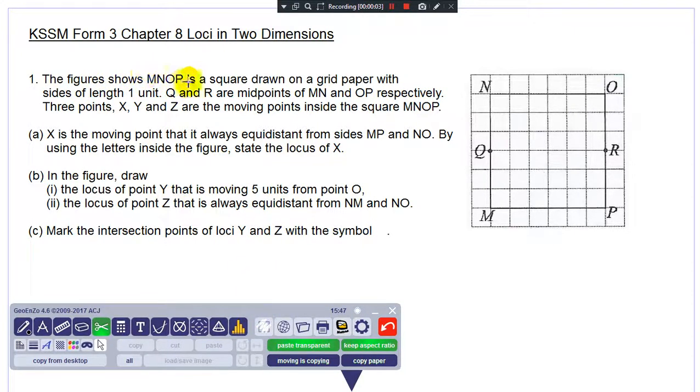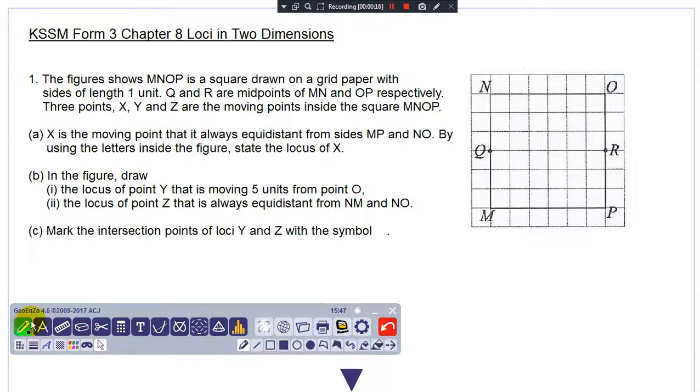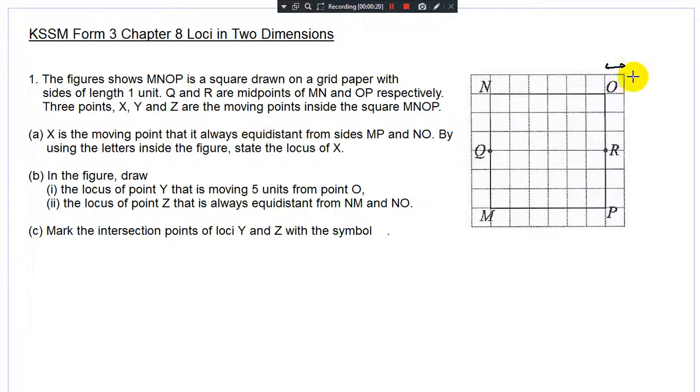The figure shows MNOP is a square drawn on a grid table. Okay, MNOP with the side of length 1 unit means that the length here and the length here will be the same, which is equal to 1 unit.